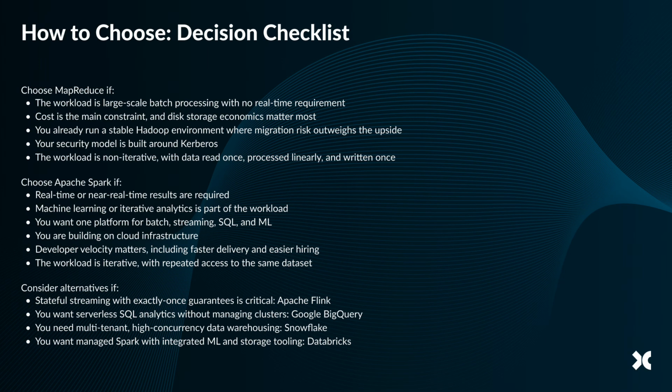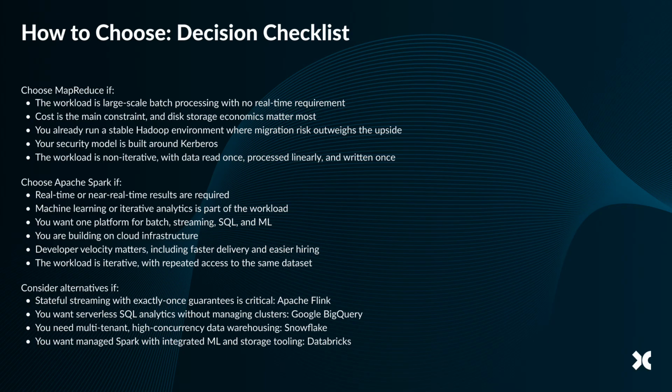Decision checklist. Choose MapReduce if the workload is large-scale batch processing with no real-time requirement. Cost is the main constraint, and disk storage economics matter most. You already run a stable Hadoop environment where migration risk outweighs the upside. Your security model is built around Kerberos. The workload is non-iterative, with data read once, processed linearly, and written once.